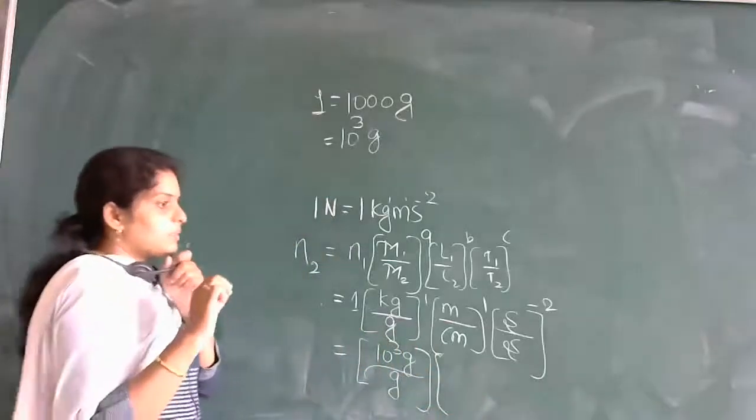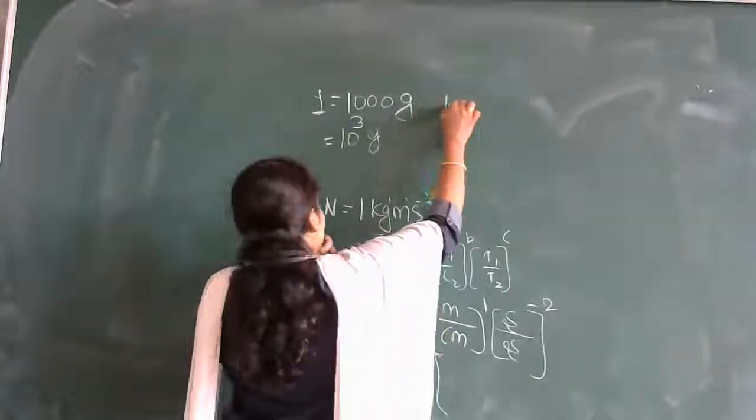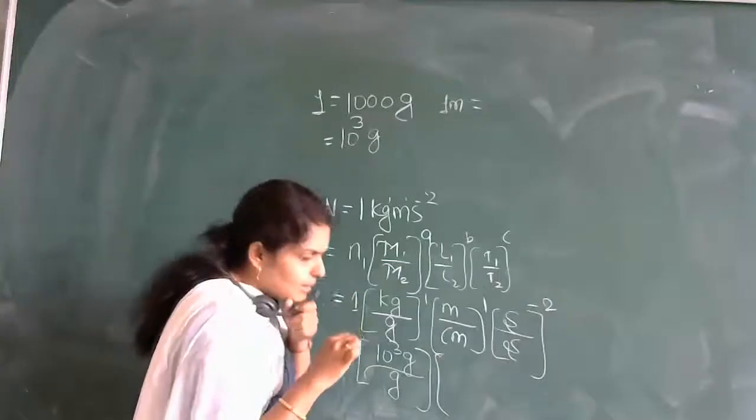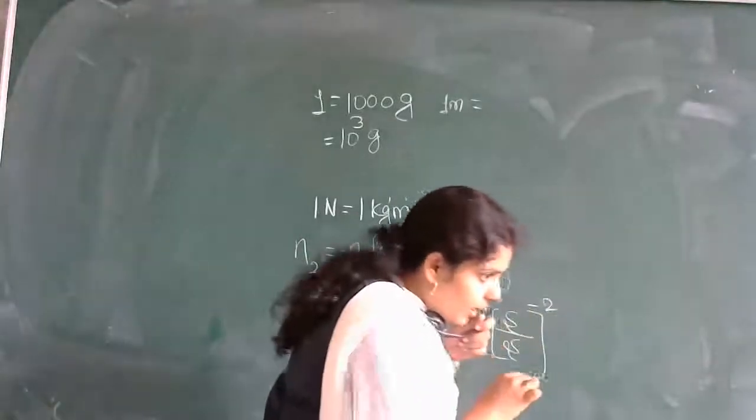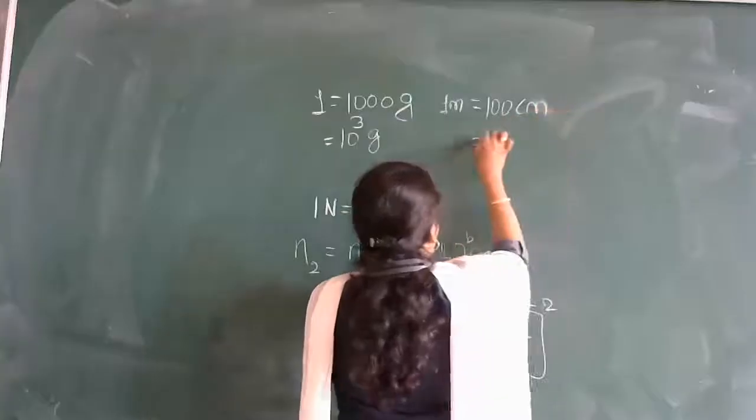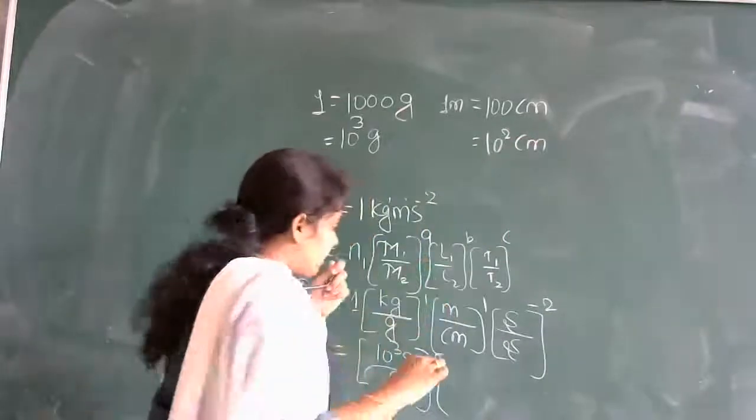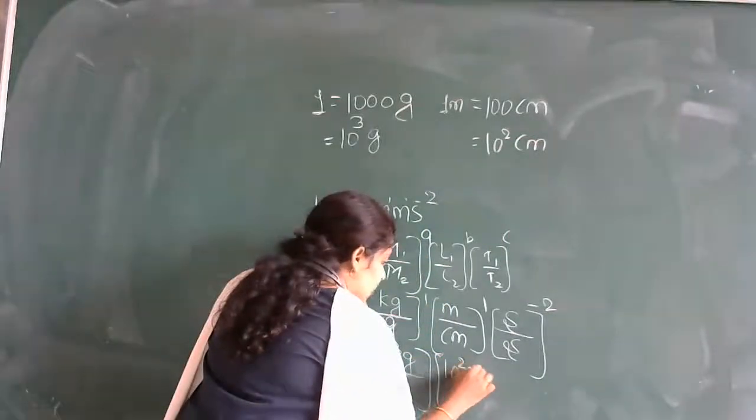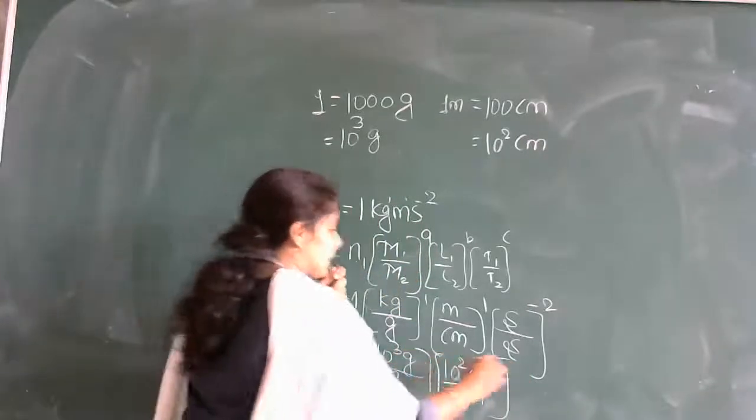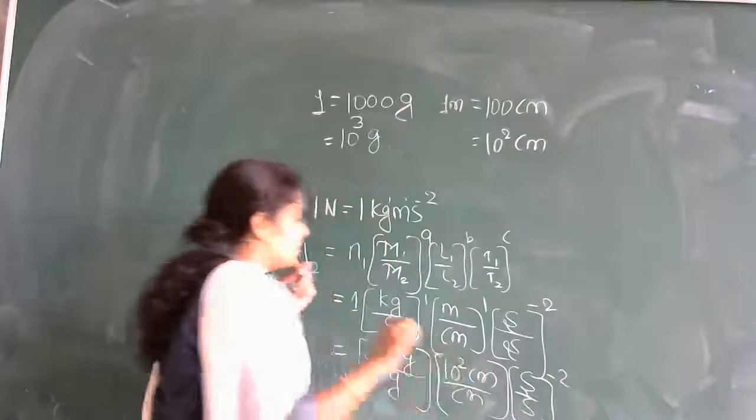Next, you have meter to centimeter. 1 meter is equal to how many centimeters? It is 100 centimeter. This 100 can be written as 10 to the power 2 centimeter. So here I'll write it as 10 to the power 2 centimeter. The second will remain the same, second to the power of minus 2.